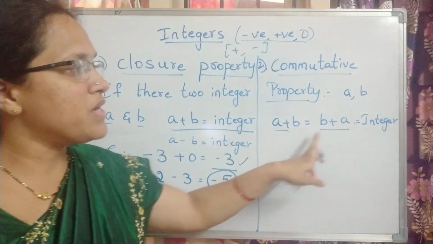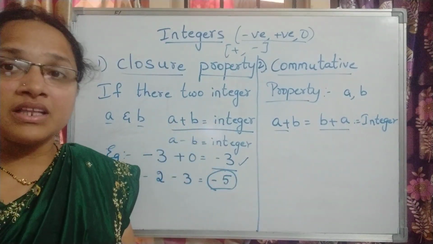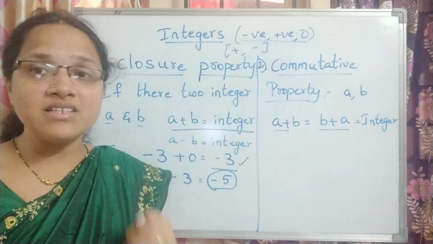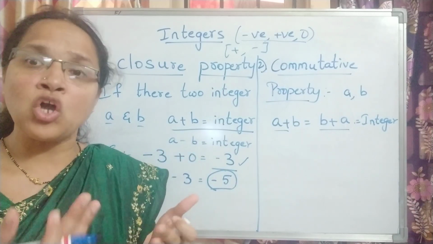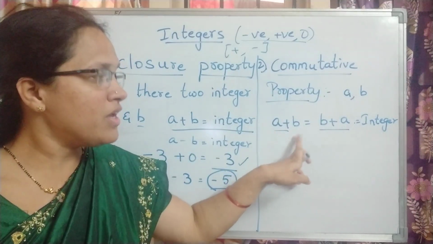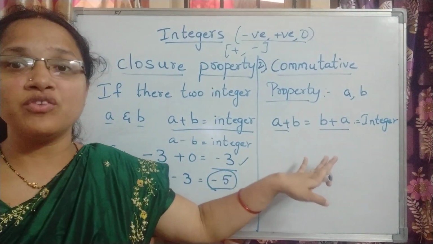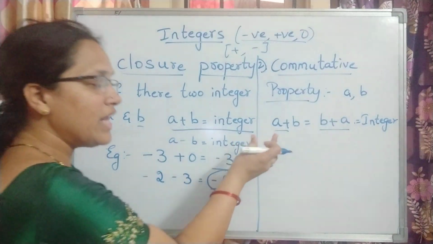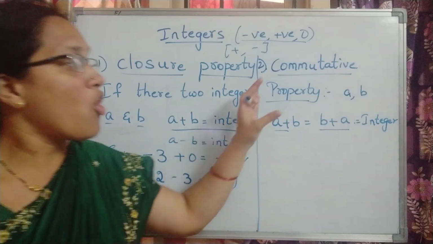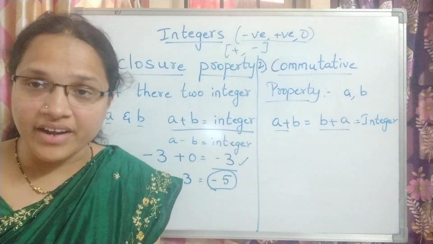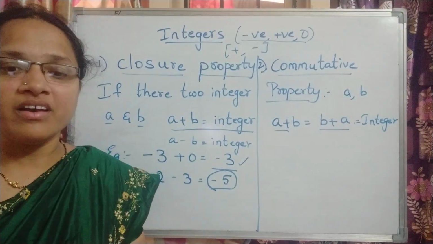Here they told a plus b is an integer or b plus a is an integer, but here only a plus b is an integer. That means commutative property states that in any order of the two integers, whether you take in a straight order or in a reverse order, a plus b or b plus a, it should become an integer. So that is the main theme of the commutative property. So when a plus b is equal to b plus a, it is an integer. That means commutative property is satisfied under addition.